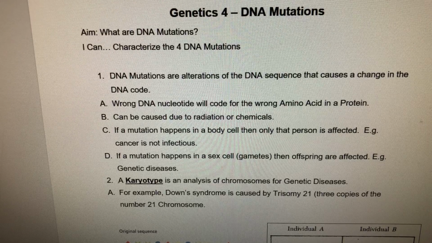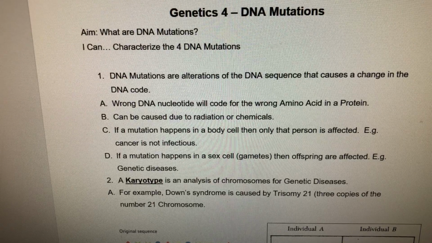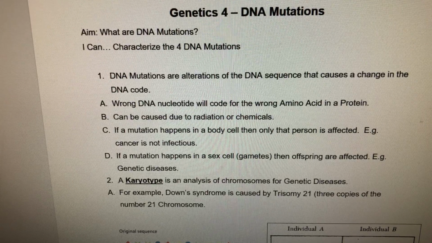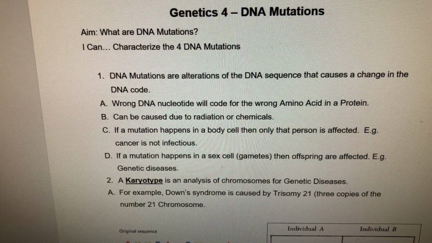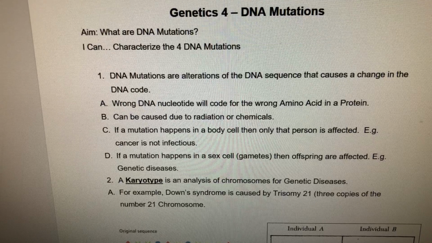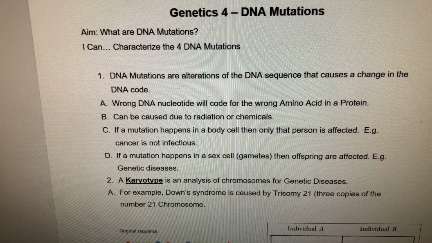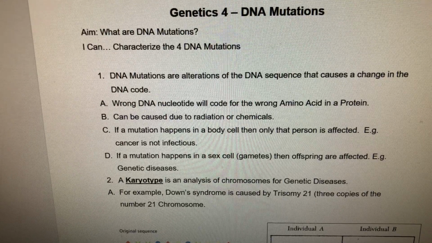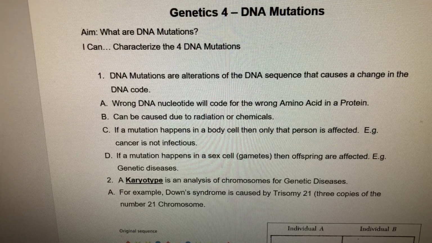Number one, DNA mutations are alterations of the DNA sequence that cause a change in the DNA code. Wrong DNA nucleotides will code for wrong amino acids and proteins that may affect the protein's function. B, this can be caused due to radiation or chemicals affecting your DNA.